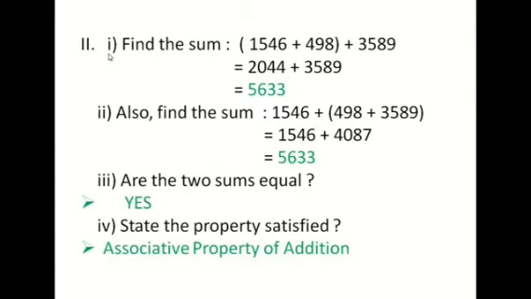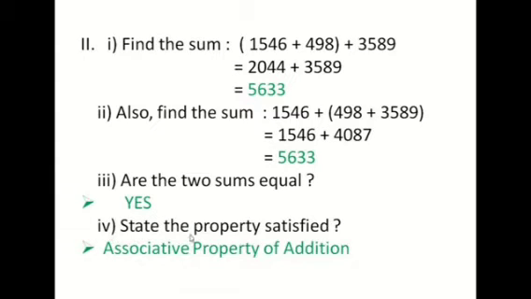Next main, question number 1, find the sum. I hope you have done the addition and finally you got the sum as 5633. Yes. In the second part, also find the sum. The grouping has been changed here. So, if you do the addition here, you will get the sum as 5633. I hope everybody has done it. Third question was, are the two sums equal? As the value is 5633 in both the cases, you have to write yes, both the sums are equal.